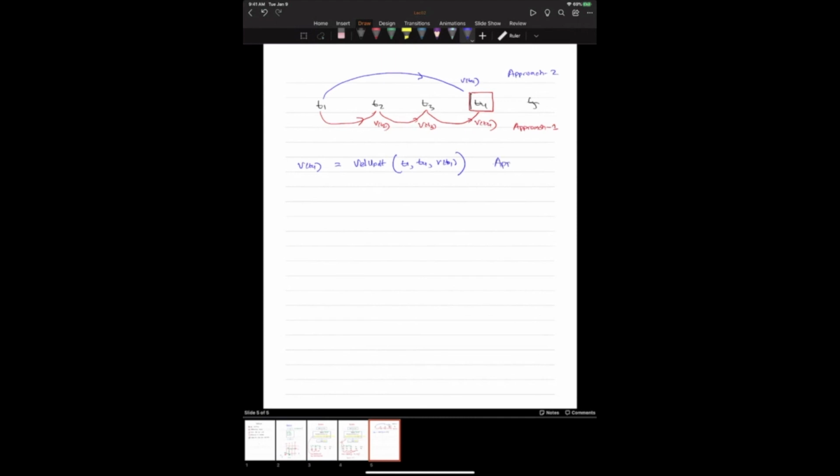For approach 1, you will write VT2 is velocity update of T1, T2, VT1, and then VT3 is velocity update of T2, T3, VT2, and then VT4 is velocity update of T3, T4, VT3. Let's compare these two approaches.